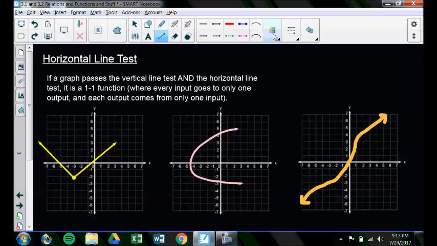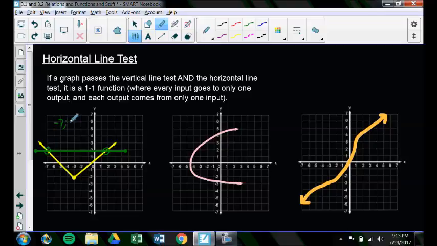Well, if I draw a horizontal line, I can see that I'm crossing this here and here. I have the point (-7, 2) and the point (2, 2). Well, the output 2 is used more than once. So this is a function, but it's not a 1-to-1 function.